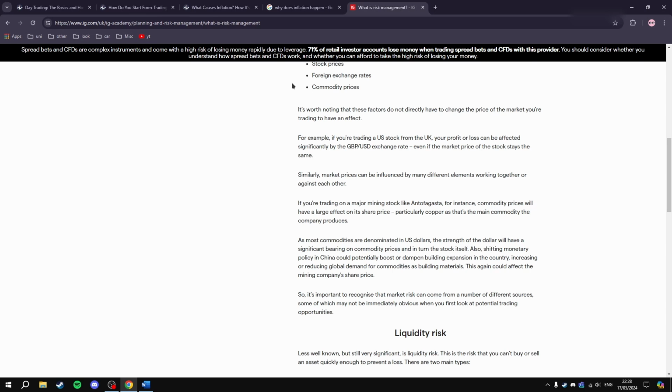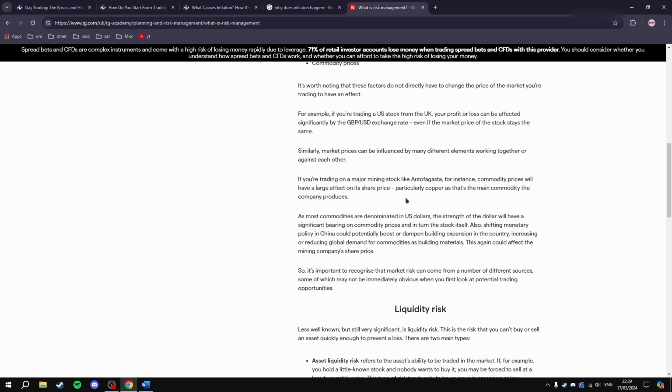Similarly, market prices can be influenced by many different elements working together or against each other. If you're trading a major mining stock like Antofagasta, for instance, commodity prices will have a large effect on its share price, particularly copper, as that's the main commodity the company produces. As most commodities are denominated in US dollars, the strength of the dollar will have a significant bearing on the commodity prices and in turn the stock itself.